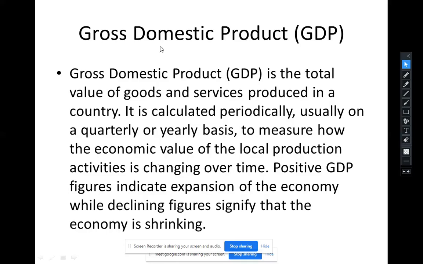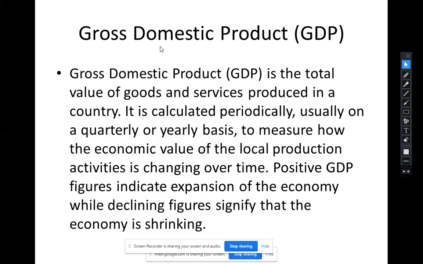So where are we now? That is the gross domestic product. It is calculated periodically, usually on a quarterly or yearly basis, to measure how the economic value of the local production activities is changing over time. That is why they must calculate everything. Once they calculate everything, they will give out the results. Once the result is released, this will affect the market.